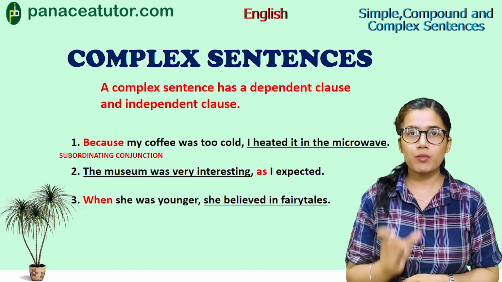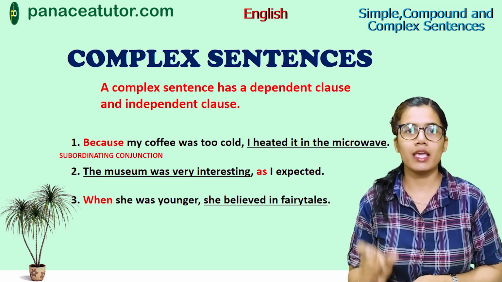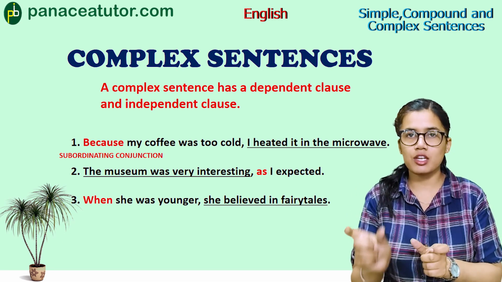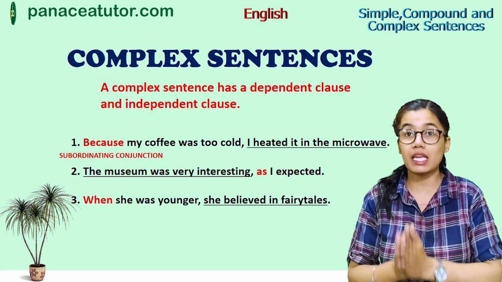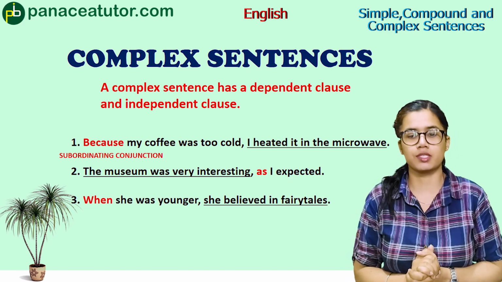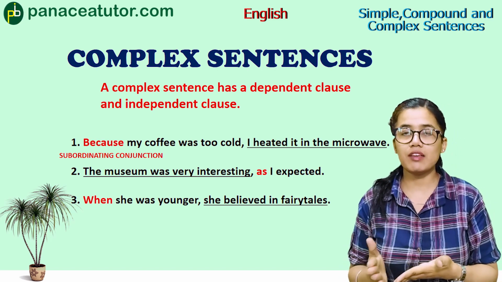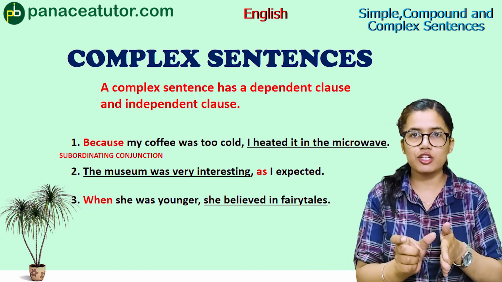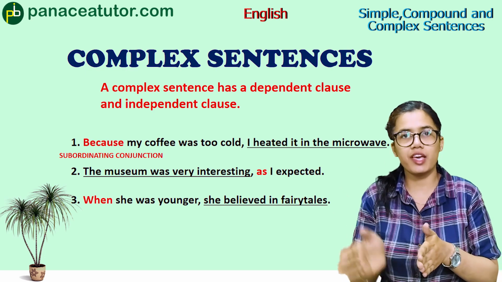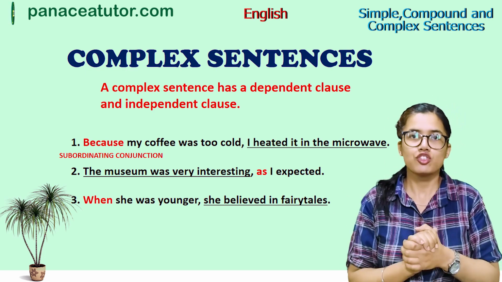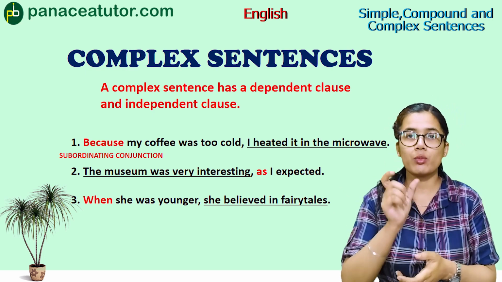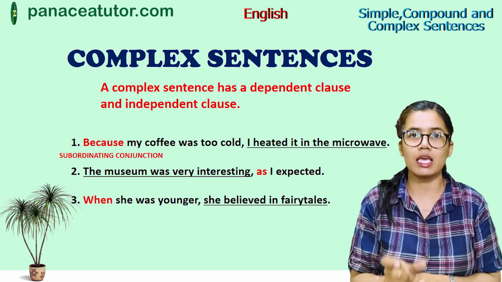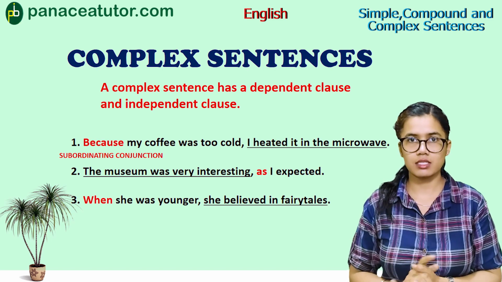Next, the museum was very interesting as I expected. So as I expected is a dependent clause, and the museum was very interesting is an independent clause. When she was younger, she believed in fairy tales. When she was younger is a dependent clause, and she believed in fairy tales is an independent clause. So we have learned that we need a subordinating conjunction with a dependent clause in our complex sentence.